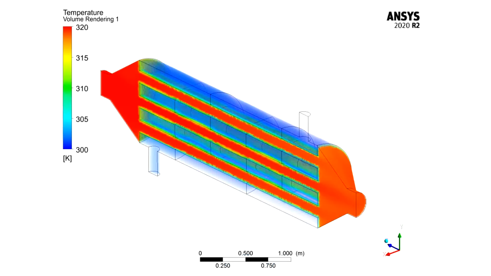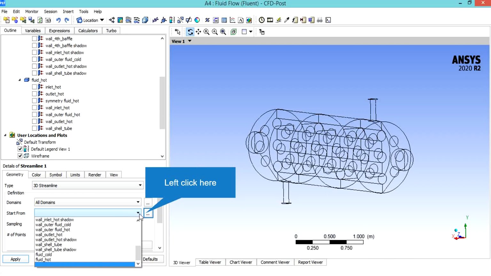As is shown in this picture, the hot flow has clearly lost its temperature passing through the tubes. In order to generate the streamlines for this geometry, we need to click on the Streamlines button. After that, we have to accept the appeared window. In the appeared window, in the Start From section, we have to select the boundary that we want the streamlines to start from.